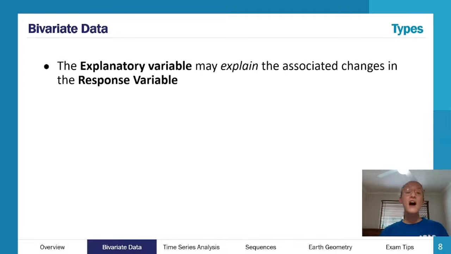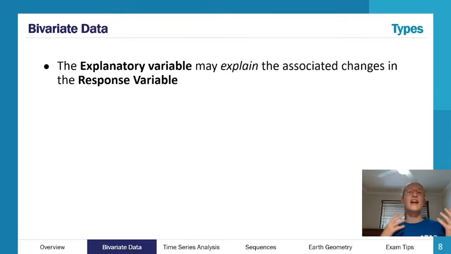And there are multiple types of bivariate data as well. The first distinction I want to make is the difference between the explanatory variable and the response variable. This is just terminology that could also pop up on a multiple choice question, but it is also really important and valuable for further things when we start to look at scatter plots and correlations. So what is the difference? The explanatory variable may explain the associated changes in the response variable.